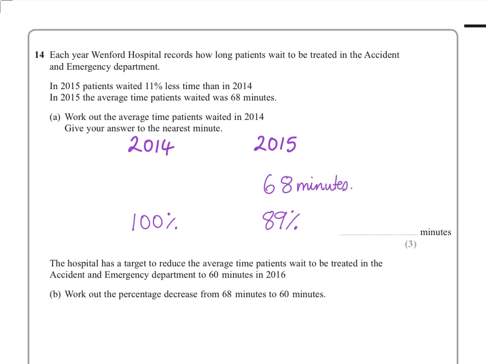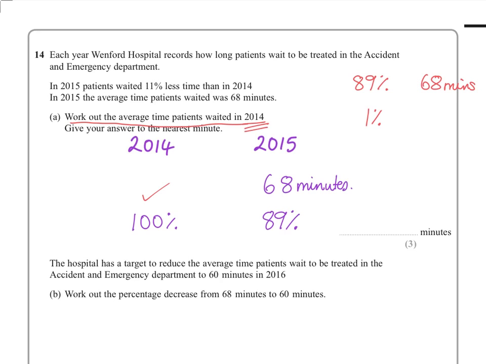So to do some workings, we can do that here. So if 89% represents 68 minutes, then we've got to try and work out what the 100% would be. Okay, because it says work out the average time patients waited in 2014. So you've got a calculator, and by far the easiest way of doing this is to make this 1%. And the way of doing this at this particular level is not by taking 89 and making it 1. It's always multiplicative or divisional.